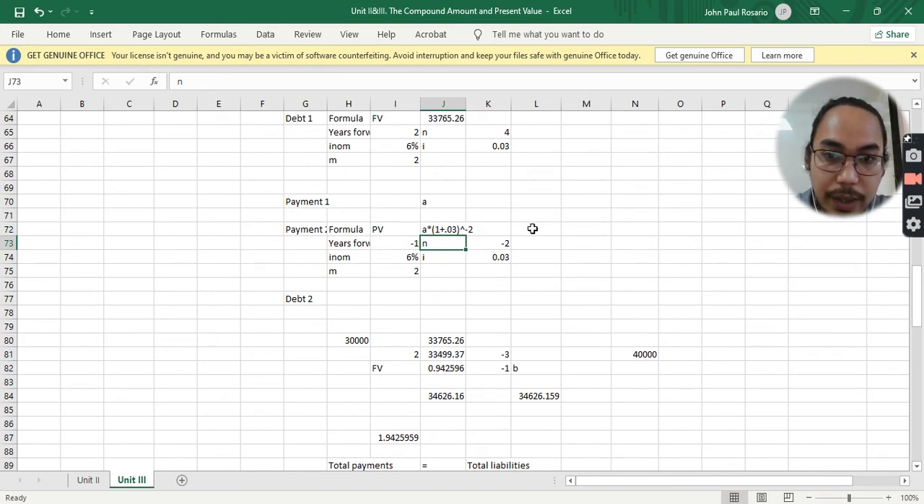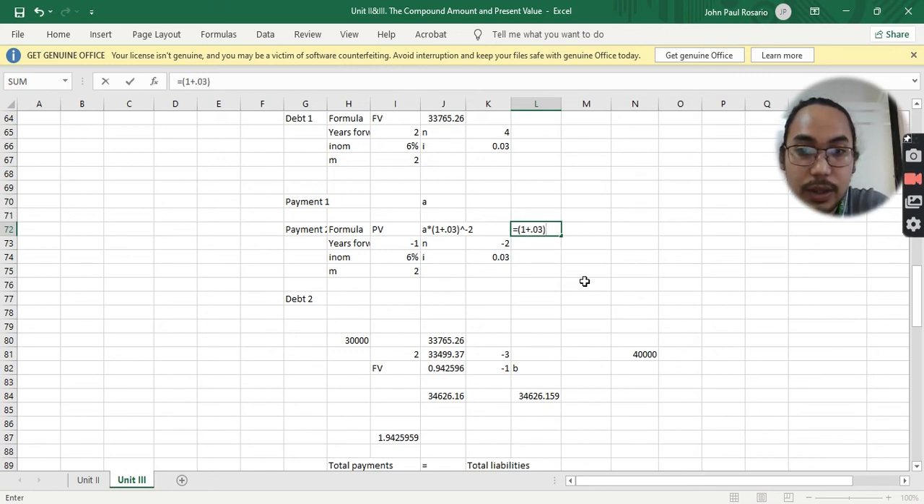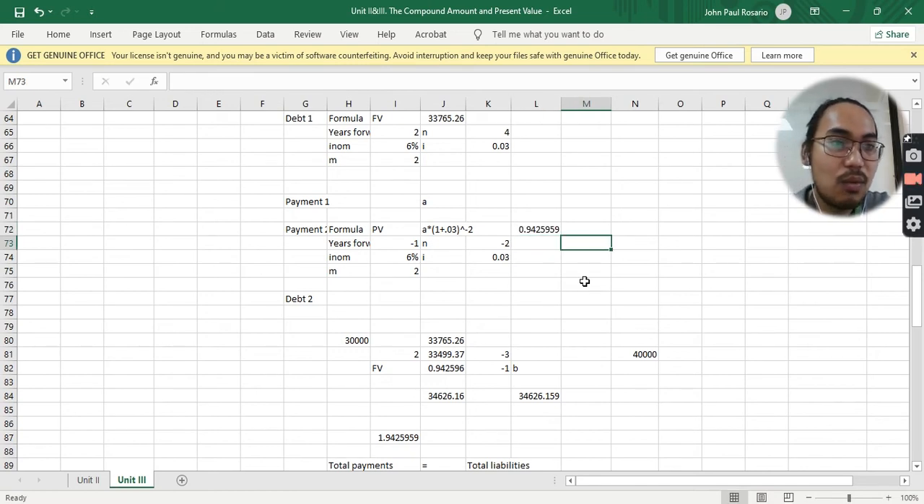And this will actually give us the figure for A. That's 1 plus 0.03, raised to negative 2. So our new value of A would be A times this one.